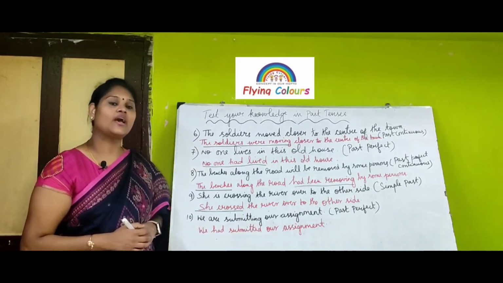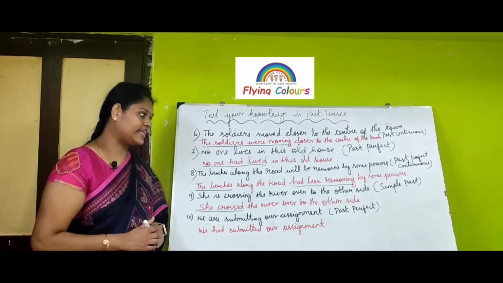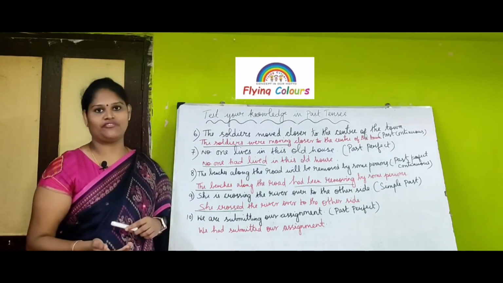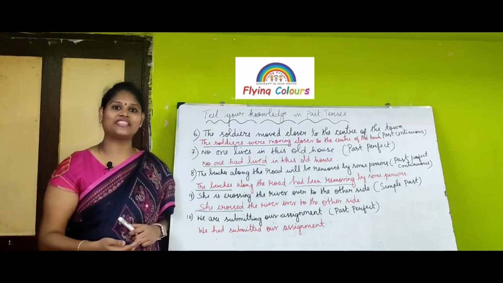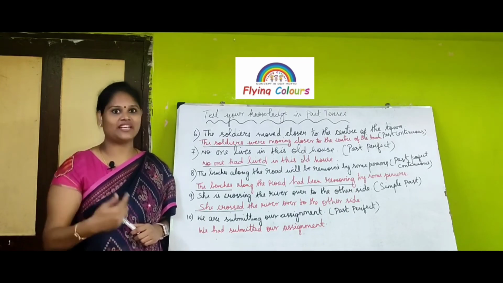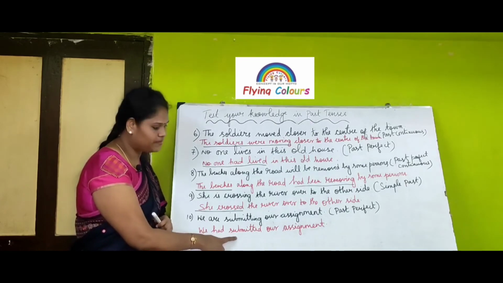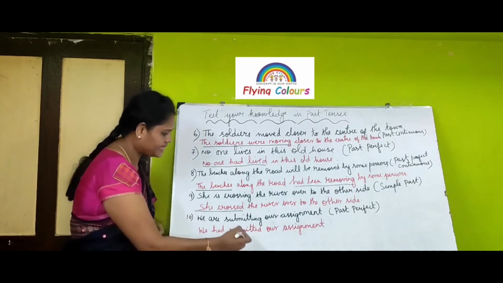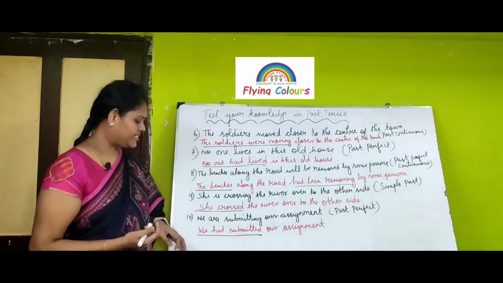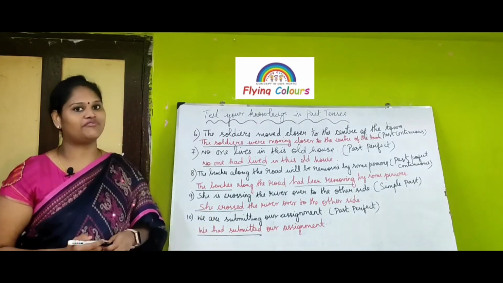Next sentence, we are submitting our assignment. Change it into past perfect. The formula for past perfect is subject plus had plus past participle. We is the subject plus had plus submitted is the past participle. We had submitted our assignment. Here we had submitted is the past perfect tense.